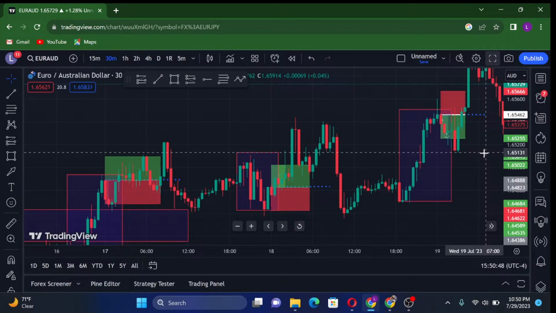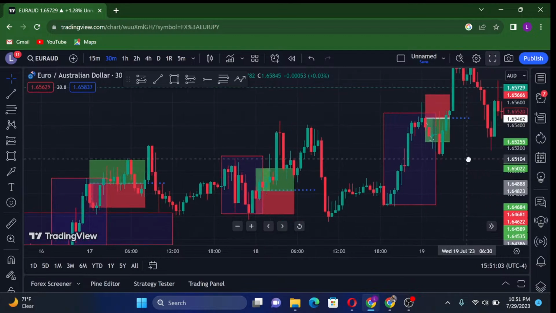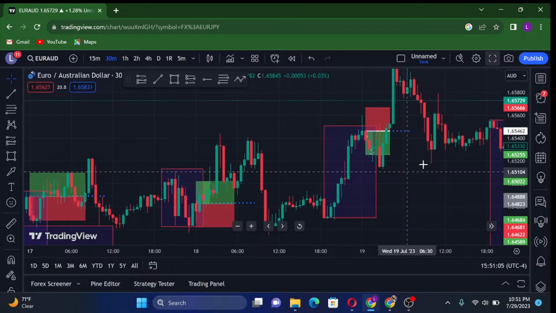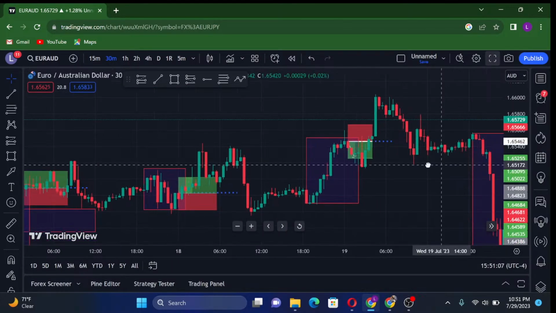It works in SMC, price action, support and resistance, and then supply and demand, and many more strategies use it. So you have to learn it, the Fibonacci retracement.